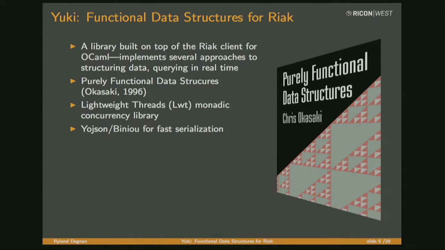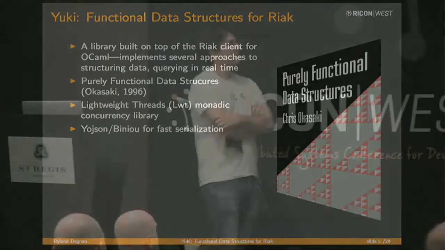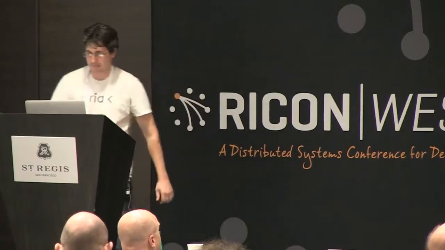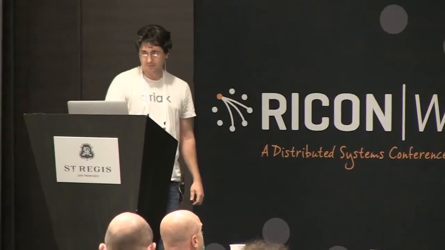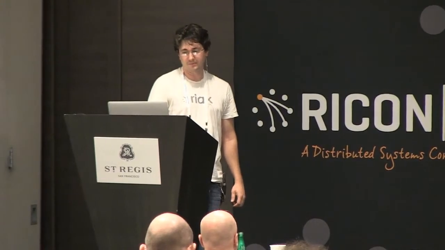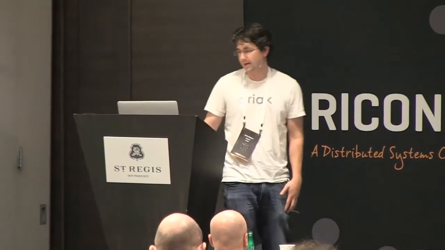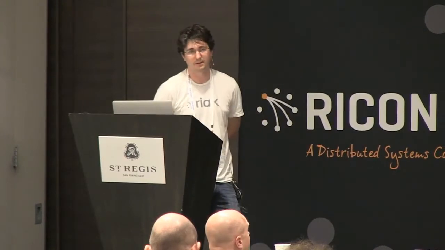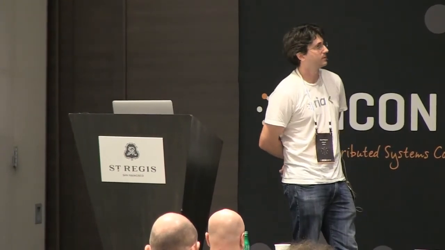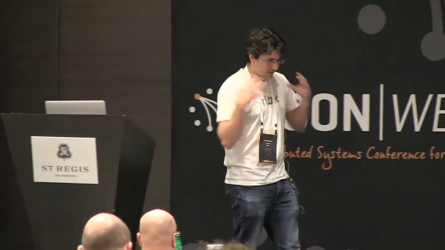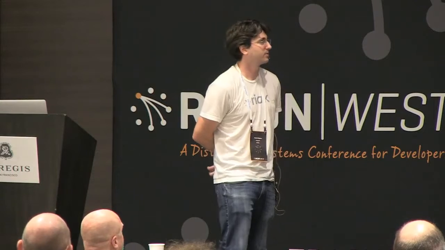So why functional data structures, other than the fact that we were already using OCaml and Riak's written in Erlang? That's cool, but why did we make that decision? I should mention that the approach we've taken is very concurrent. It's very thread-heavy. So we use a library called Lightweight Threads, LWT, in OCaml, which is a monadic concurrency library, and it gives you something like the I/O monad in Haskell, a way to structure your concurrent computations so that you can go ahead and do everything you possibly can at once and then wait for them all to come back and proceed. Whatever you need to come back in order to do the next step of the calculation, you can wait for.